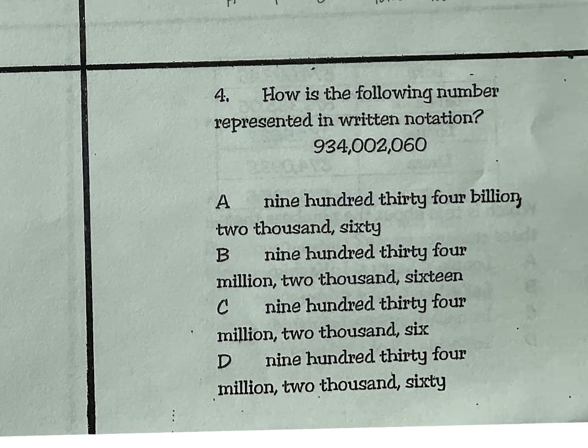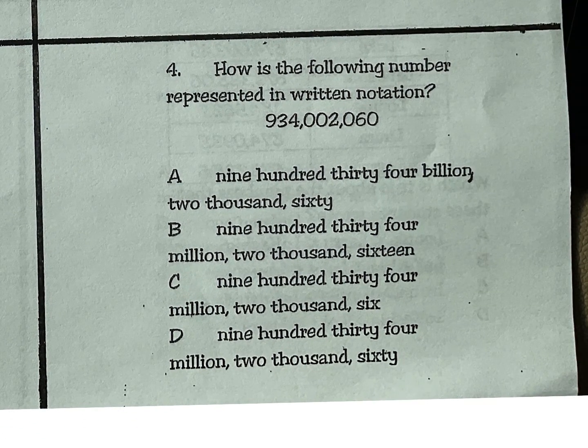And number 4. How is the following number represented in written notation? A, 934,000,2060. B, 934,000,2016. C, 934,000,2006. D, 934,000,2060.